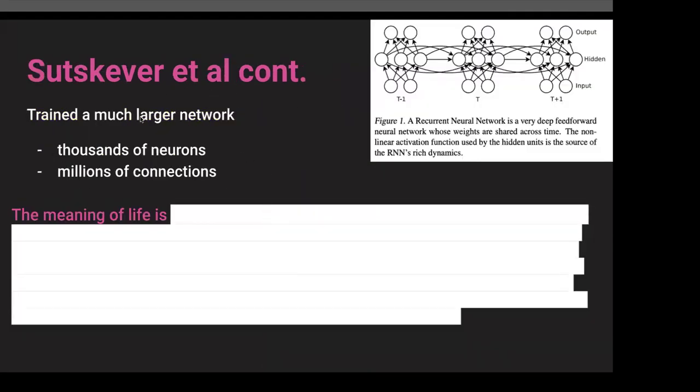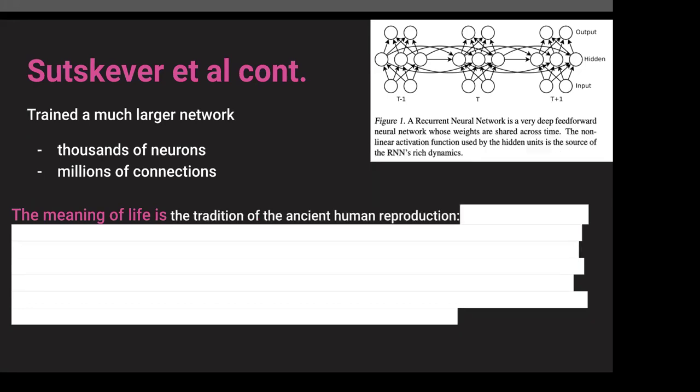Here we go, so let's follow on with this paper a little more. In 2011 they were able to train it on a much larger amount of training data. This thing had thousands of neurons and millions of connections in between, but it still follows the same kind of memory process we showed back in 1986. You pass in the start of a sentence, "the meaning of life is", and straight from the paper, what came out of the network was: "the tradition of the ancient human reproduction."